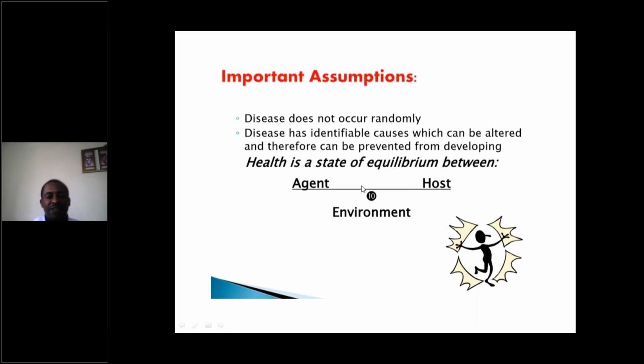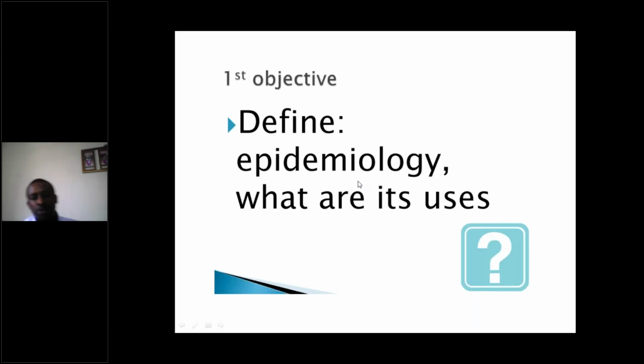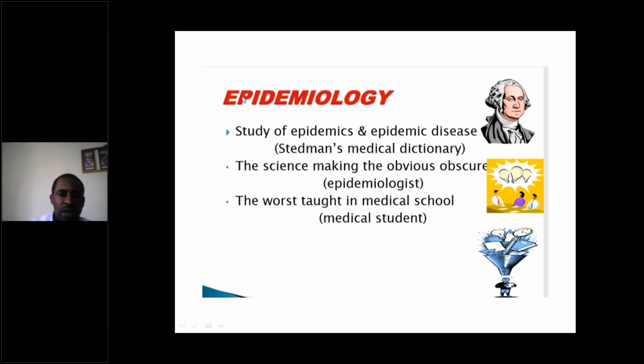So our first objective is to define epidemiology and its uses. What is epidemiology? Epidemiology is the study of epidemics and epidemic disease, according to Stedman Medical Dictionary. We've already talked about what an epidemic is. It's the science of making the obvious obscure. The obvious obscure. That's epidemiology.